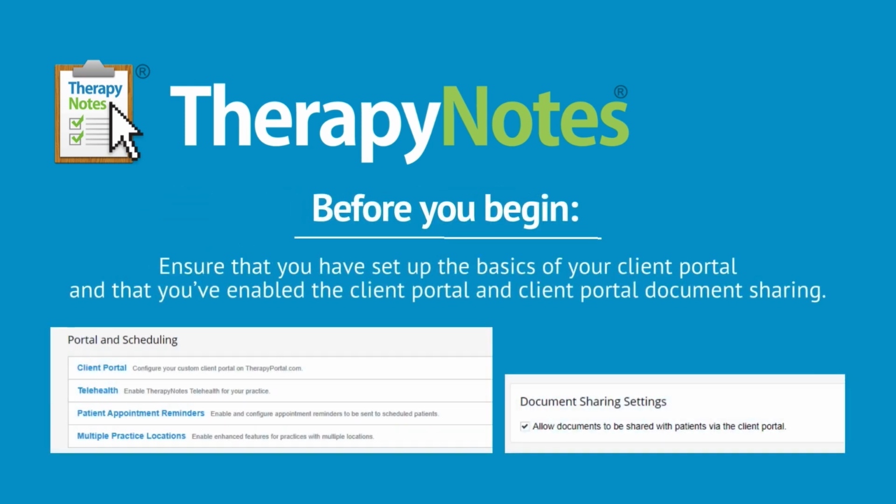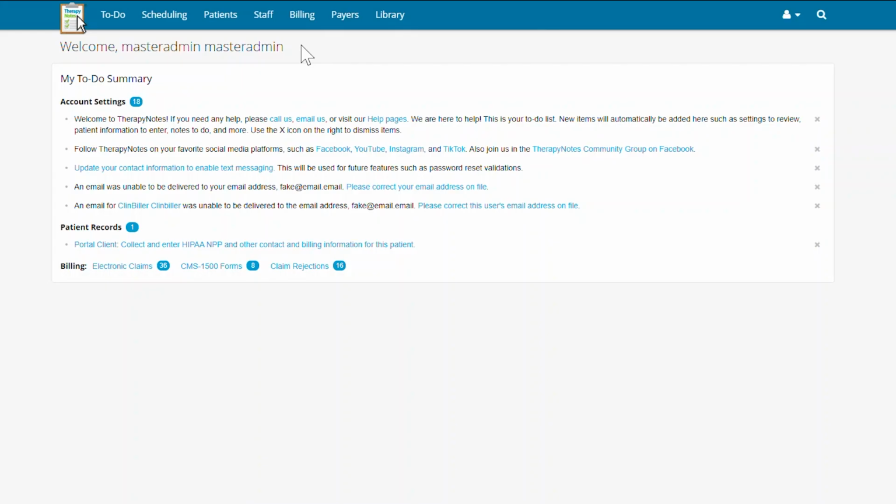Before starting this tutorial, make sure you've set up the basics of your TherapyNotes account and that you've enabled the Client Portal and Client Portal document sharing within the Settings section. There are two ways to send the MSI-BPD outcome measure to a client, either from the Outcome Measures tab in the library or from the Client's Portal tab.